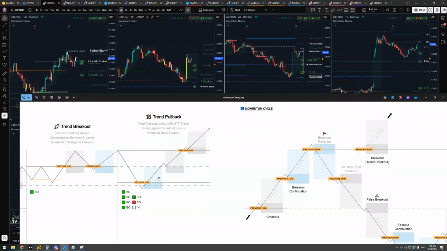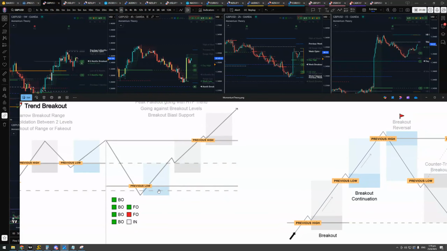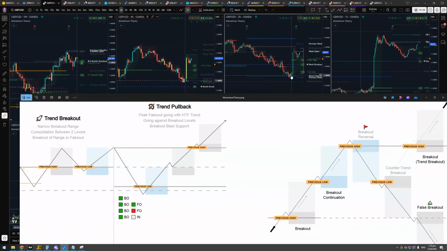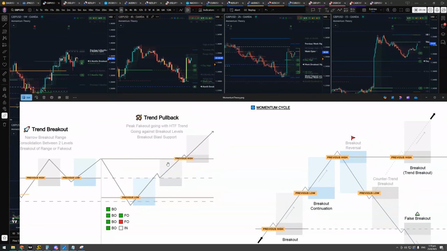So last Friday took this first setup right at the low over here, and I took it up, took partials at the daily breakout level, and then I exited before the weekend started. I never hold my trades over the weekend. So this first setup is complete, and now I'm looking for this second one.